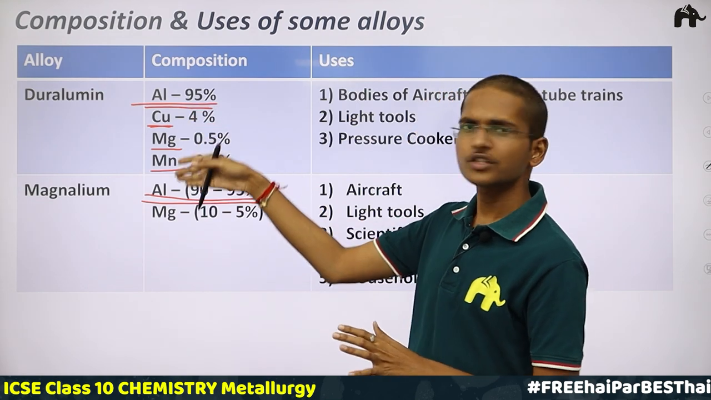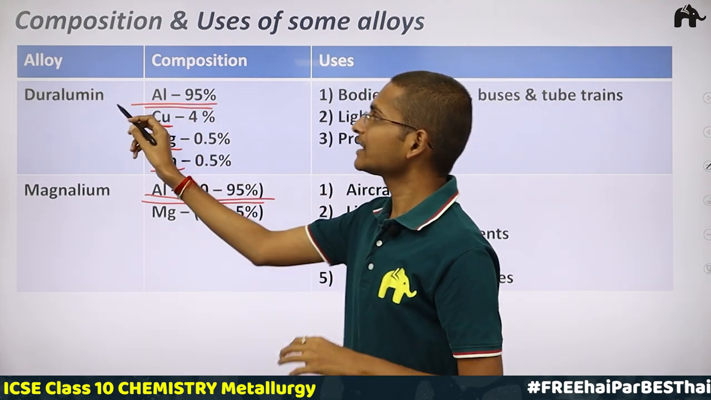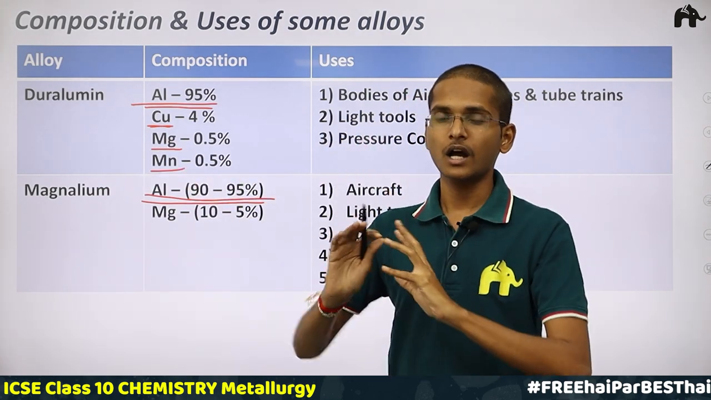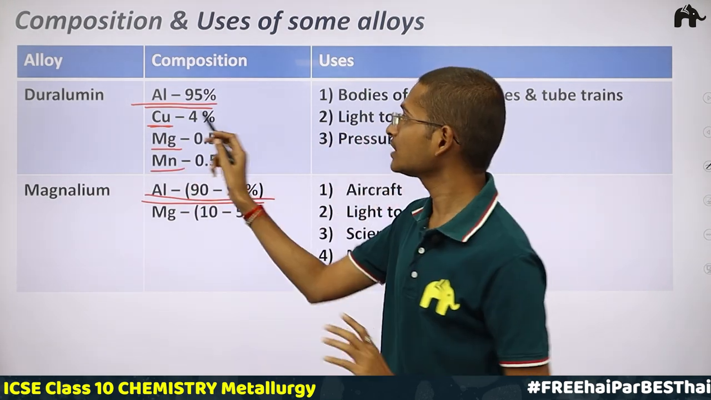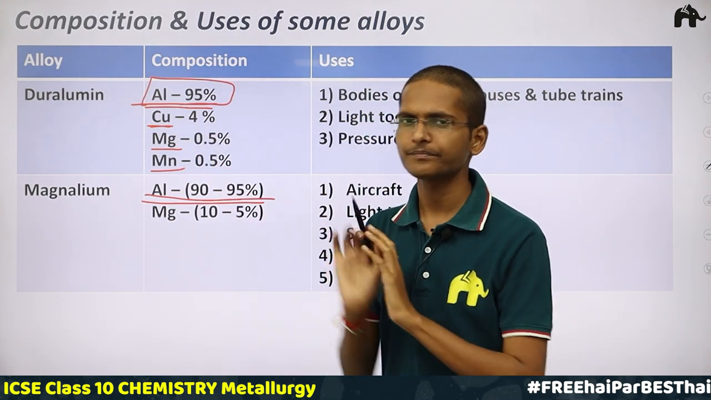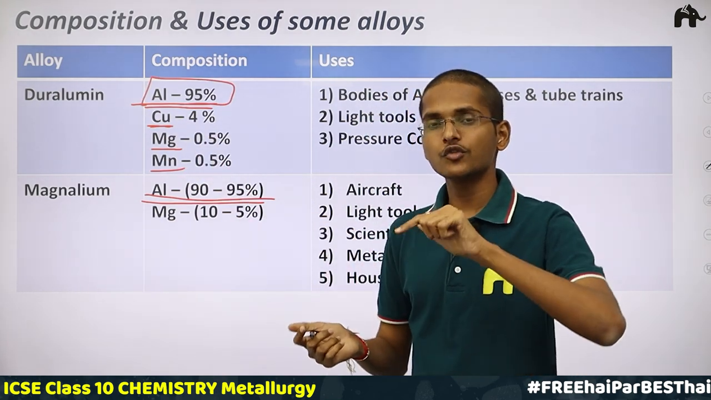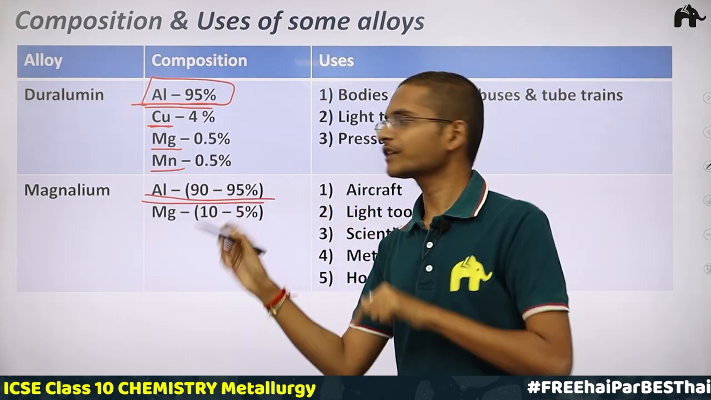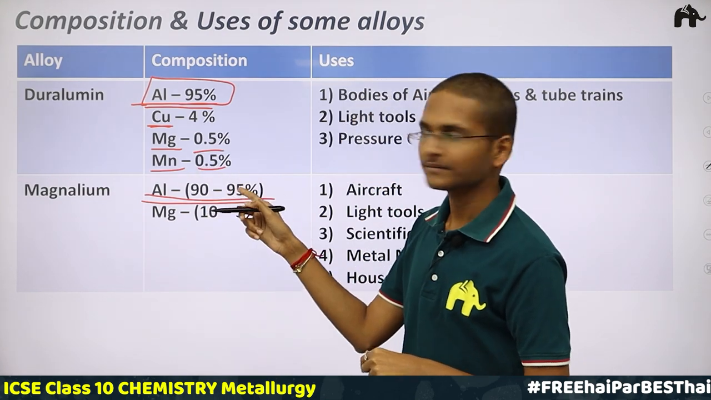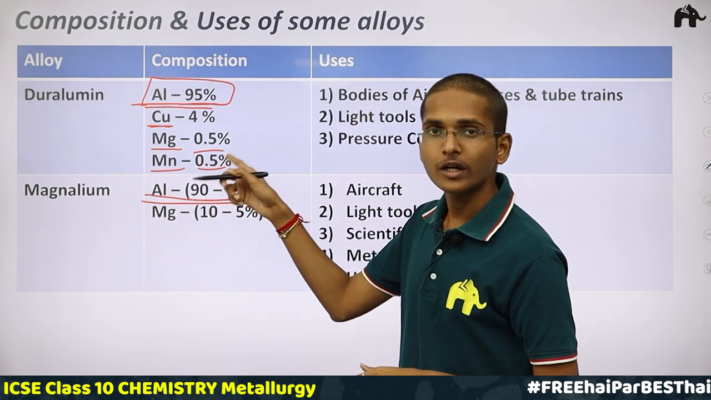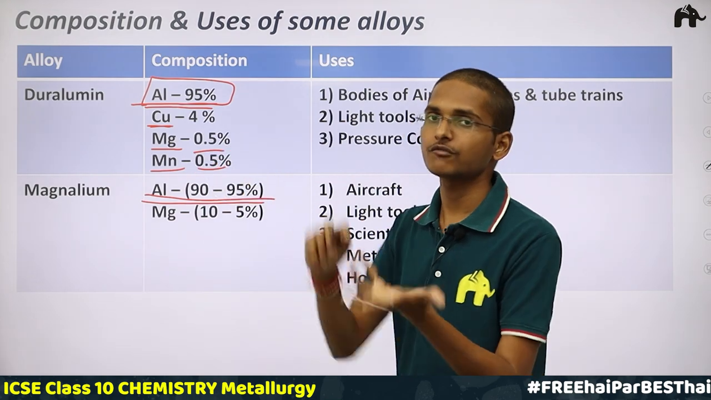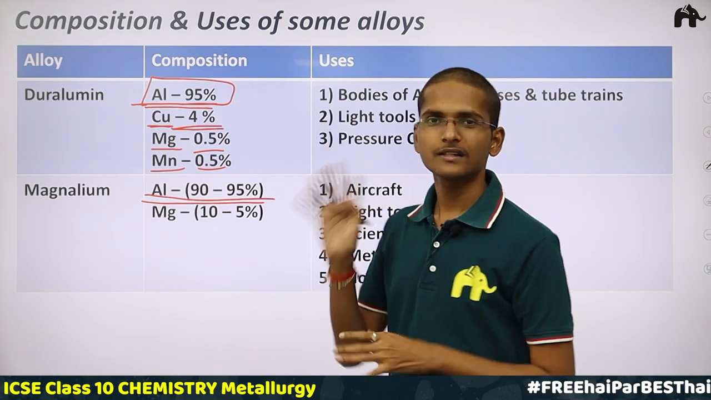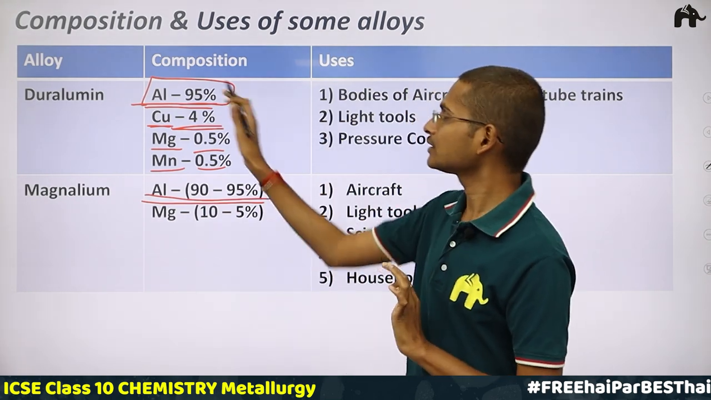Now its composition is also very easy. I have told you the principal metal for both of them is aluminium. So you can figure out that the highest percentage would be of aluminium. Here aluminium has 95%. Very well done. Now how would you remember the percentage of the rest of the elements? Magnesium and manganese have 0.5% each. So this would make 1. So 95 plus 1 is 96. The remaining is 4%, which would be copper. In this way you can remember. Make some simple tricks like this and you can remember the percentage composition.